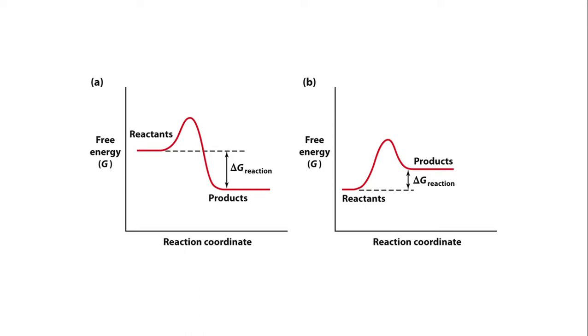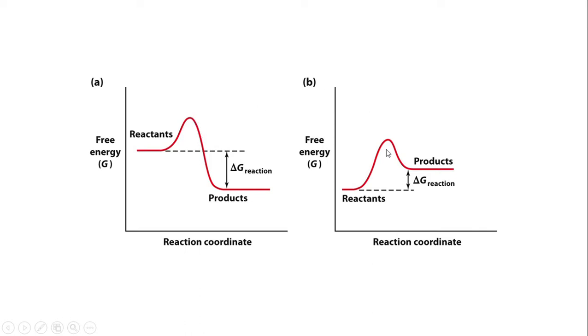But the height of that hill that has to be climbed determines how fast that reaction goes, or the rate of that reaction. And that's where the catalyst comes into play. It's going to lower the height of this hill.